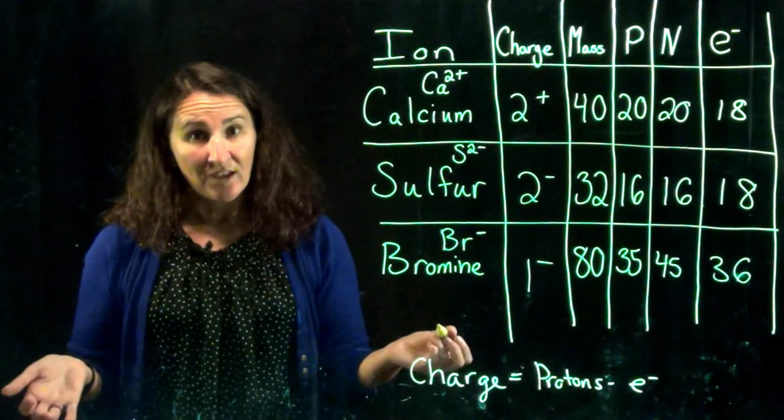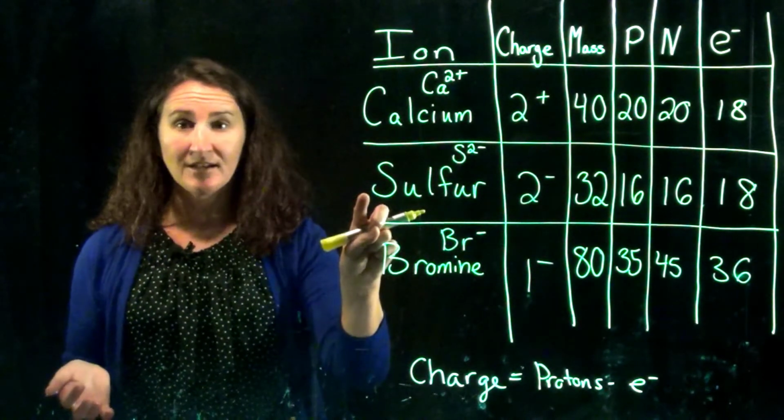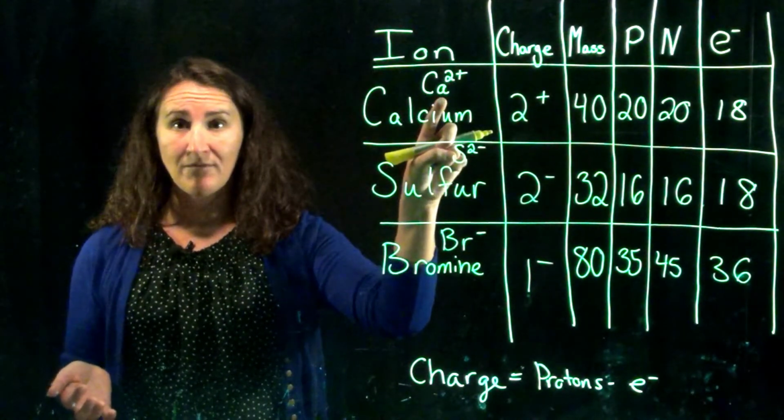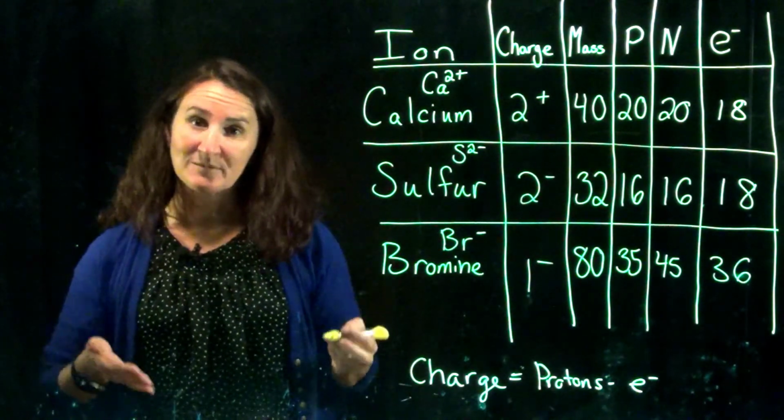So at the end of this video, I should hope that you know how to look at your periodic table, find an element, predict what charge it's going to form, and use that to figure out all the subatomic particles that make up that specific ion.